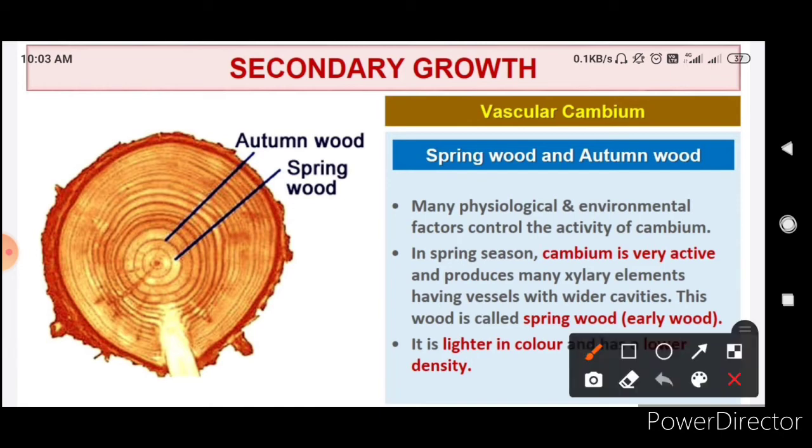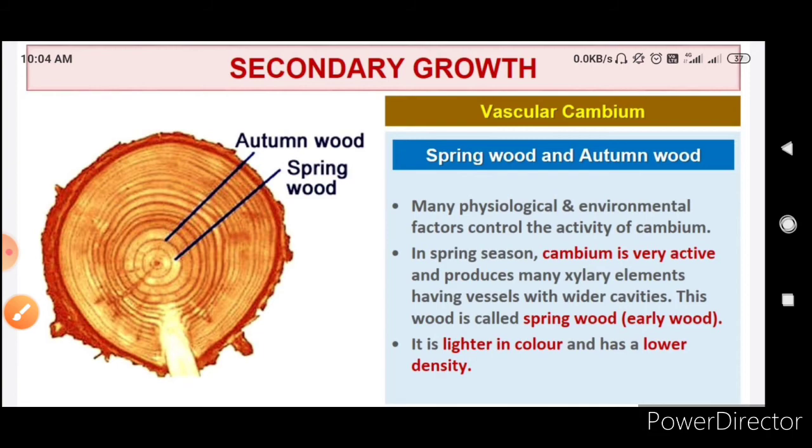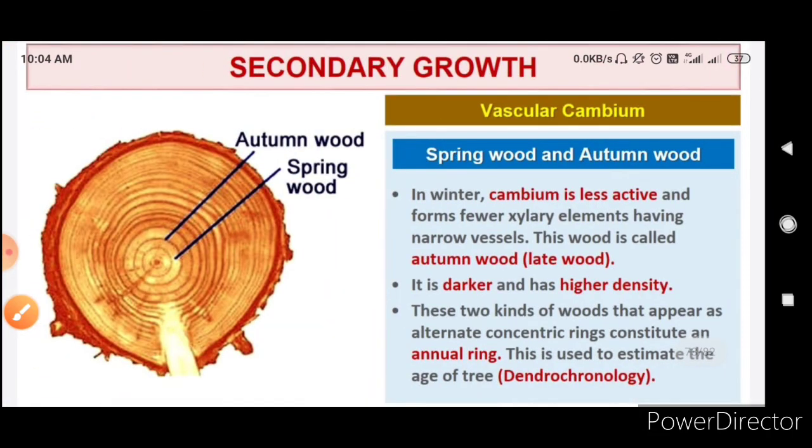Okay, so you can see here, this is the spring wood, because here the cambium is more active and produces more xylary elements, and as we know that xylary elements are hollow, they are used only for the conduction purpose, so it will be light in color and lower in density. So this is called spring wood. Okay, now comes the autumn wood.